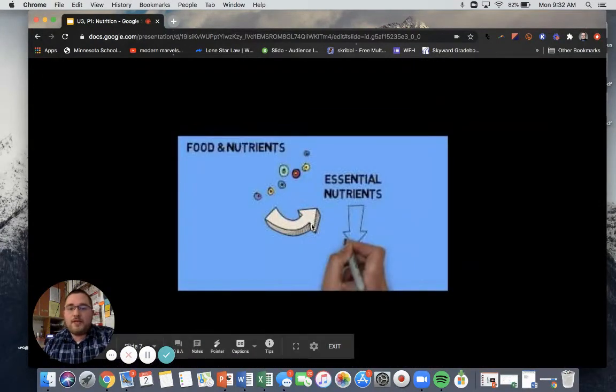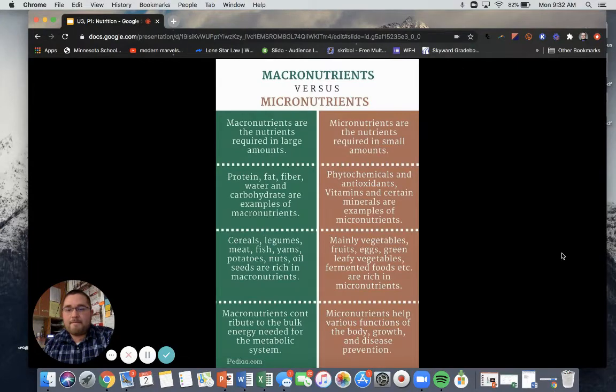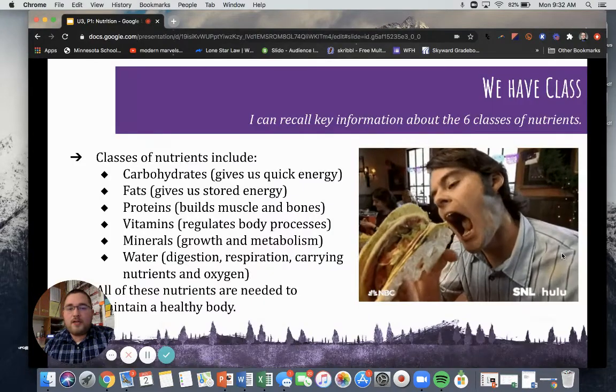I have a video here that we are going to watch in the playlist next, so please take a look at that. Look at this little diagram here to know the difference between a macro and a micronutrient. And we are going to stop there.